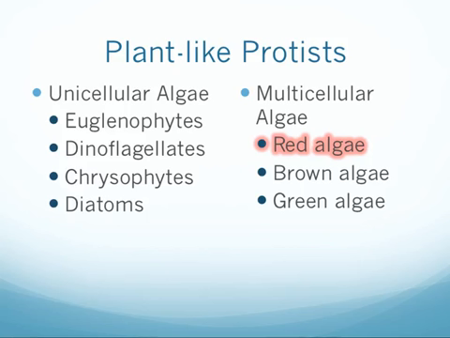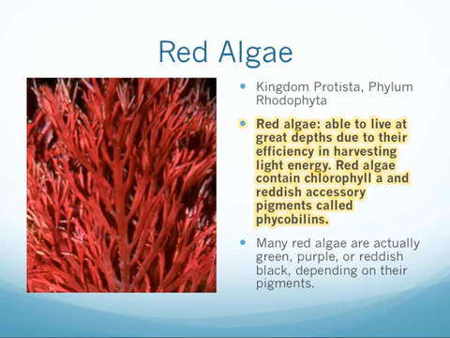So our first group of multicellular algae or seaweed is the red algae. They're in phylum Rhodophyta. You don't have to remember that, you just have to remember red algae. Rhodo means red, phyta means plant, so they look like red plants. They are able to live at great depths due to their efficiency in harvesting light energy. Red algae contain chlorophyll A and reddish accessory pigments called phycobilins.